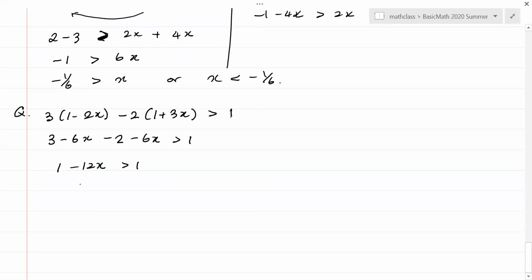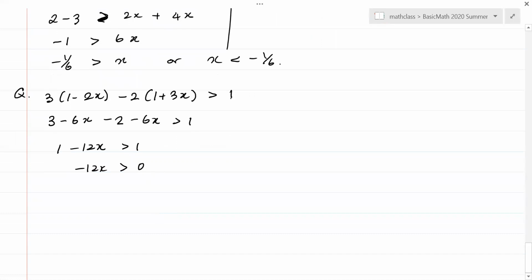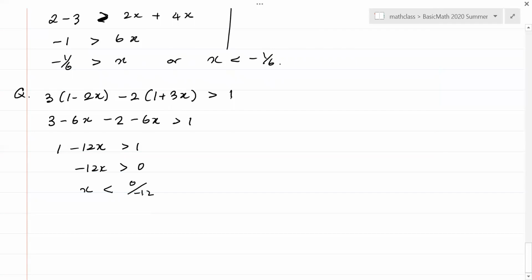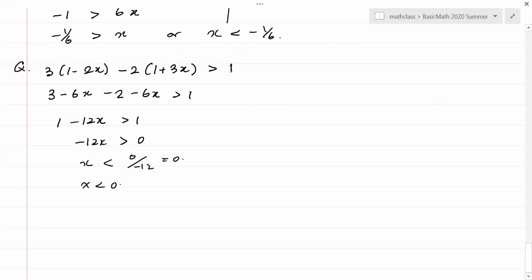So now you subtract 1 from both sides, you get 0 on the right-hand side, right? Now you have to divide by -12. If you divide by -12, you change the direction of the inequality, which is 0. So x should be less than 0. Good job. Okay, so Kenny, Crystal, Andrew, you all get the right answers. Good job.